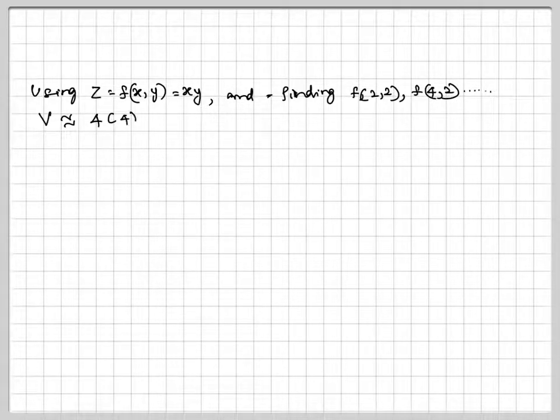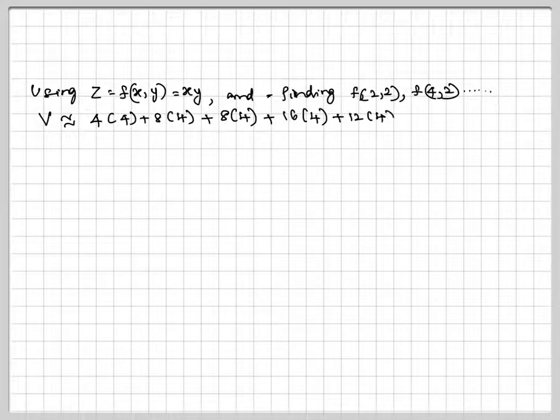We get V approximately equal to 4 times 4 plus 8 times 4 plus 8 times 4 plus 16 times 4 plus 12 times 4 plus 24 times 4. If you simplify, this is going to be equal to 288. So with the help of top right corner sample points, we get the volume approximately equal to 288.